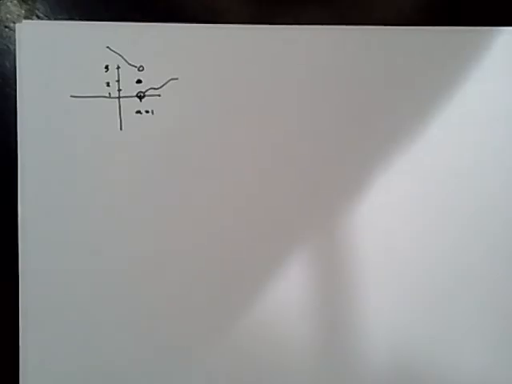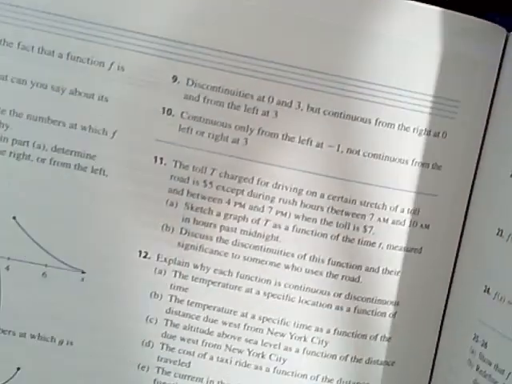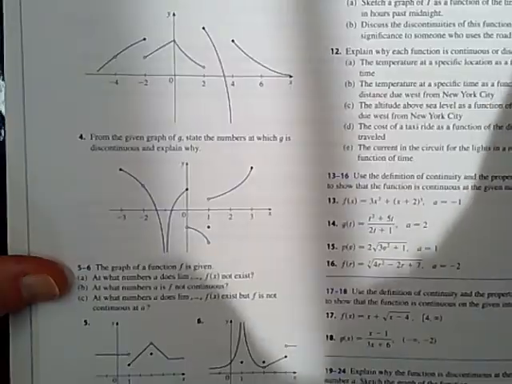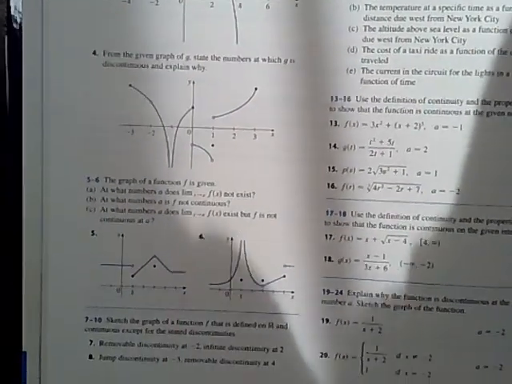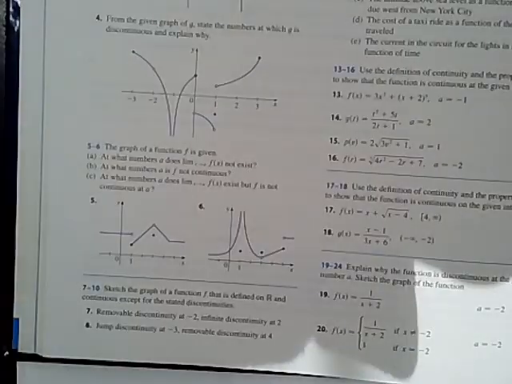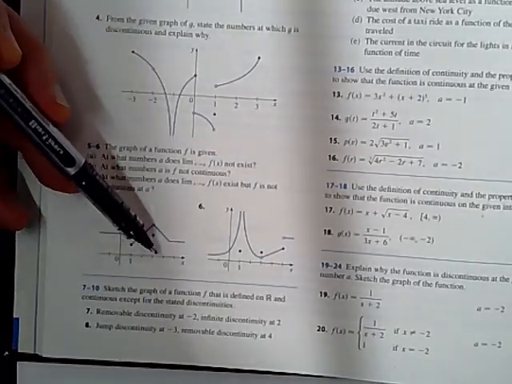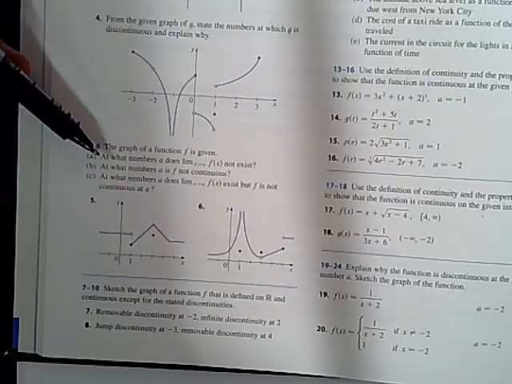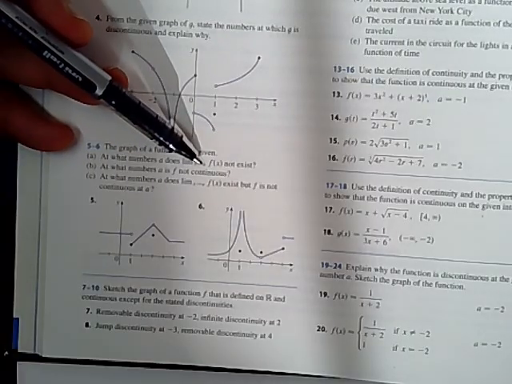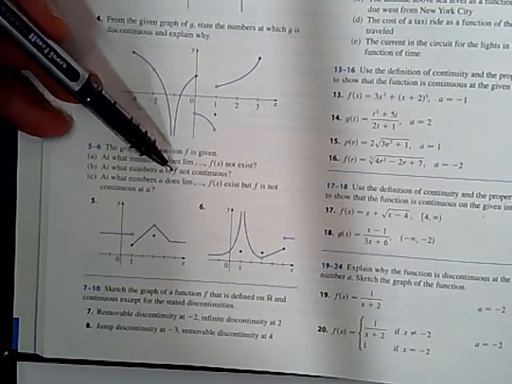I've got to move something out of the way. And number 5, where is it? So number 5 says the graph of the function f is given. Here we go. The graph of the function f is given, right down here. It says at what number a does the limit as x approaches a of f of x not exist? At what numbers a is f not continuous?